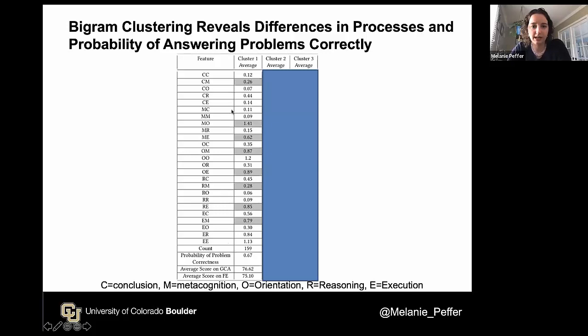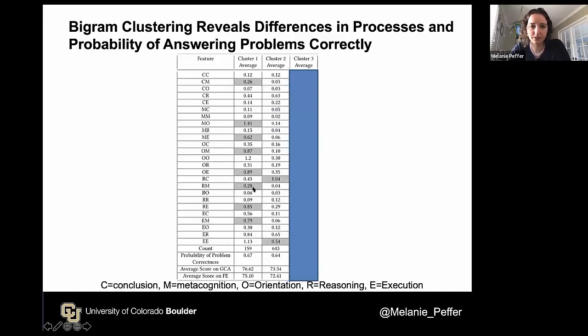And these grayed out, these are the centroids here, and the ones noted in gray are the ones that are more highly represented in this cluster. So in this cluster, we see more of these metacognitive processes. So we see conclusions followed by metacognition, metacognition followed by orienting, or execution, or orienting with metacognition, reasoning and metacognition, execution and metacognition.